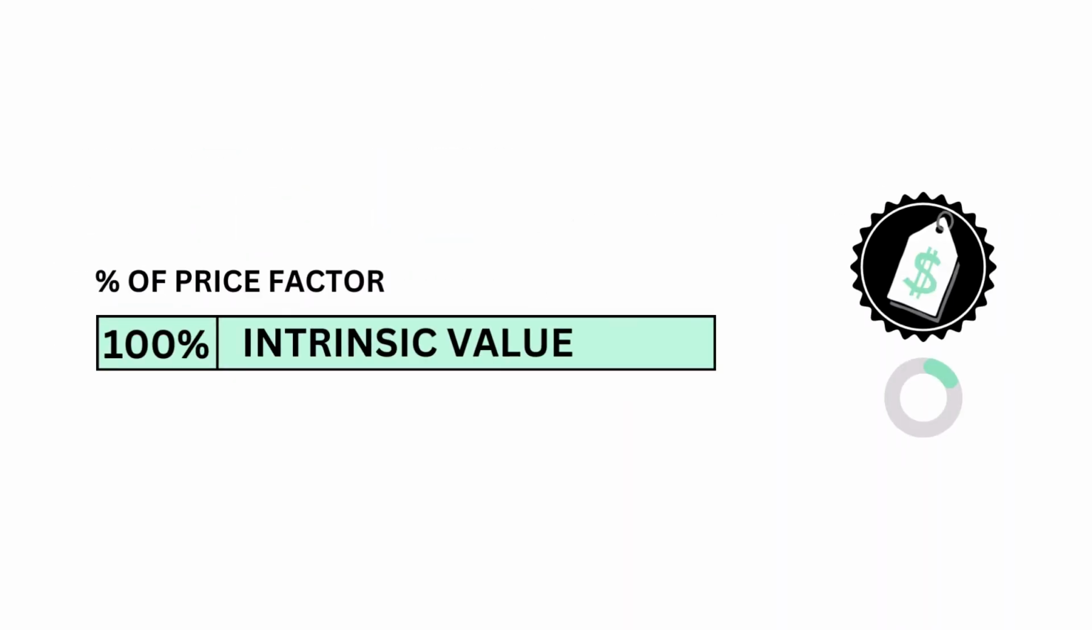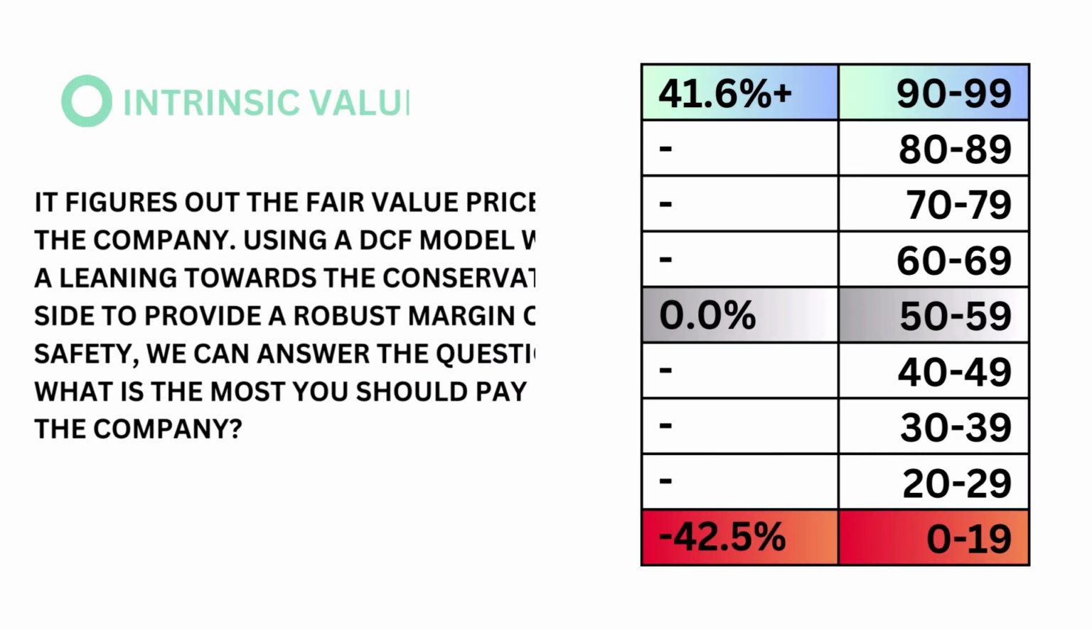The price factor only consists of one metric, the intrinsic value. The intrinsic value figures out the fair value price of the company, using a discounted cash flow model with a leaning towards the conservative side to provide a robust margin of safety. We can answer the question, what is the most you should pay for the company?